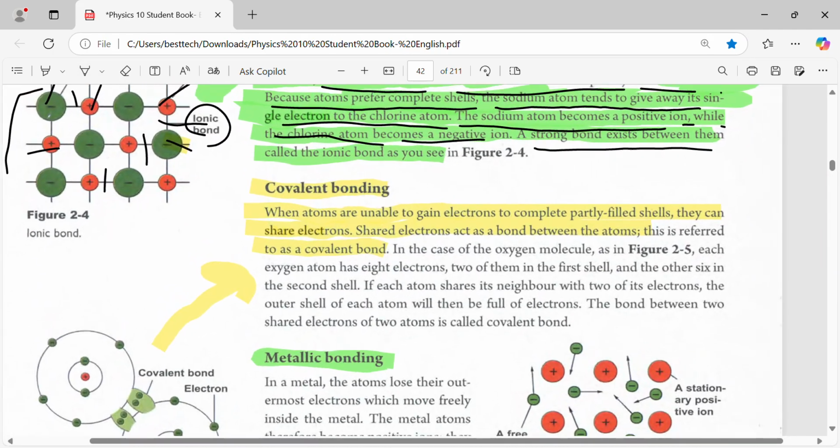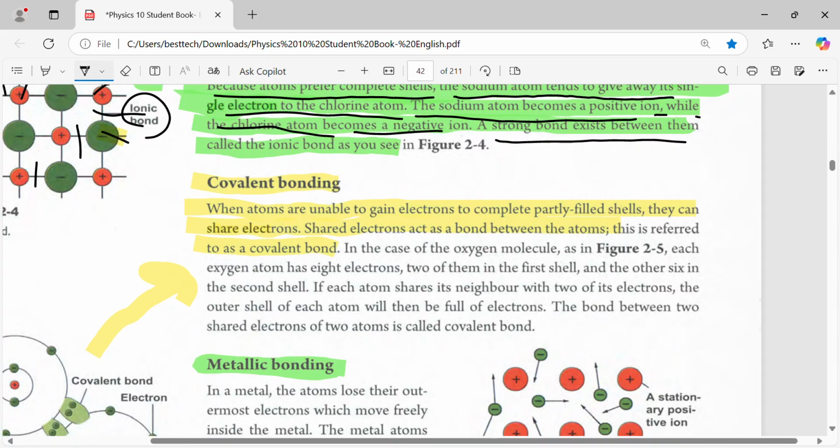The second type that you have is called a covalent bond. Guys, covalent bond, look, is when atoms are unable to gain electrons, not like ionic bonding. This type of atom doesn't have the ability to gain or lose electrons to completely fill their shell. They don't have the ability to take or give out electrons. So otherwise, what they do is just share electrons as a bond.